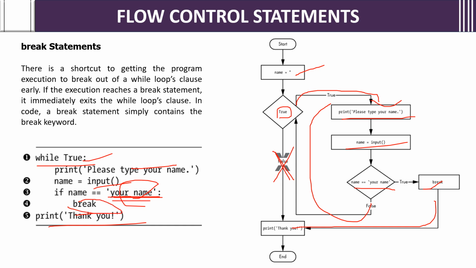Then it will execute the break statement and give thank you. If you give anything other than your name, like A B C D E F G, anything, then it will check the condition again: while True, it is true, it is true, it will print "Please tell your name" again and again. Like that, to come out of a while loop, you can use break. Understand?